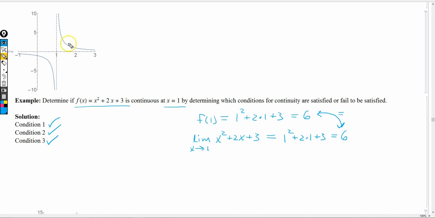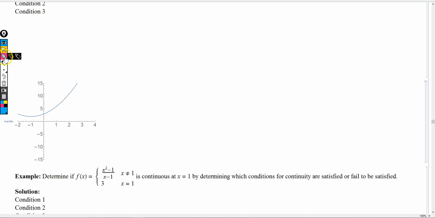And if we take a look at its graph, right here is the point. That is the point right there, 1, 6 on the graph. And of course I can graph that function nicely with my pencil without picking up my pencil and go right through that point. So yep, this function is continuous. Okay, let's take a look at this one.